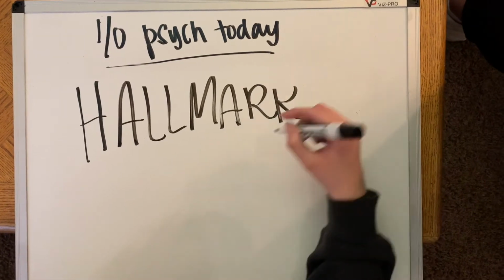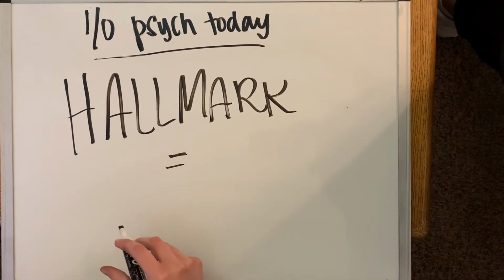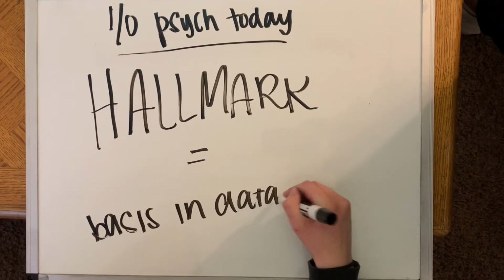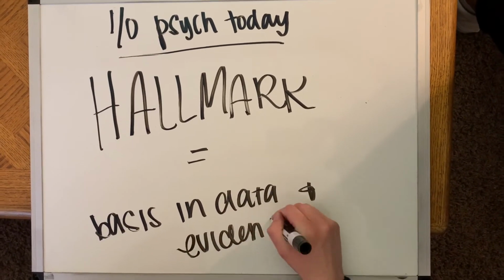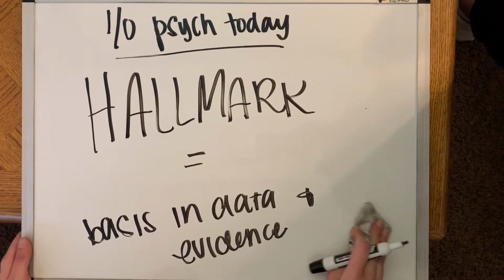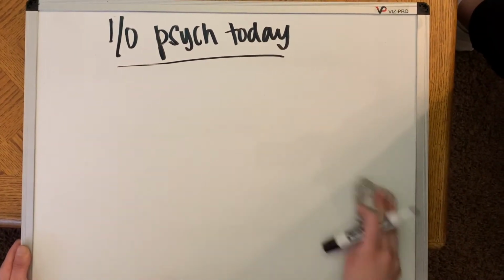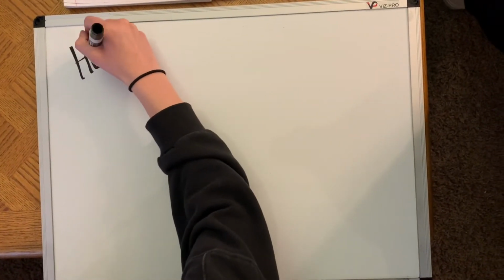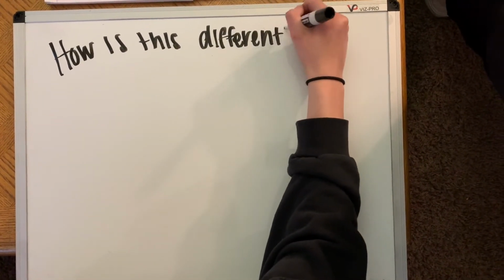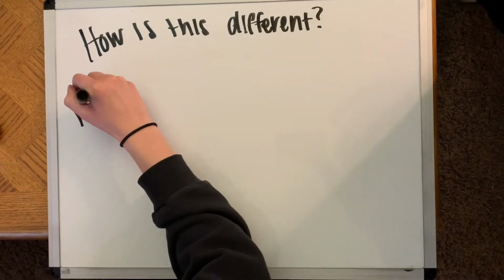The hallmark of IO psychology is its basis in data and evidence to answer such questions. They are based on the scientist-practitioner model. So really, it just goes with job analysis, develop employee selection systems, design performance appraisal systems, things like that. Lastly, we're going to go over how it differs from other areas.